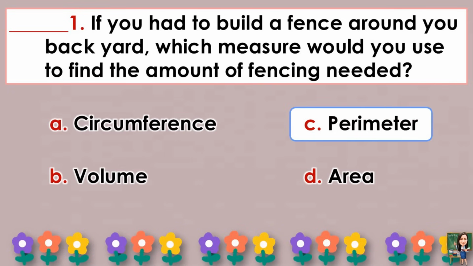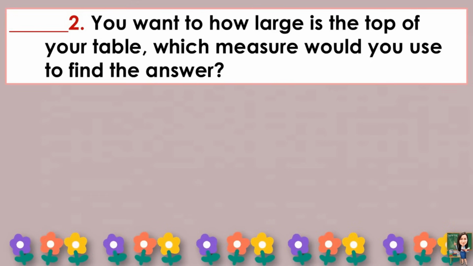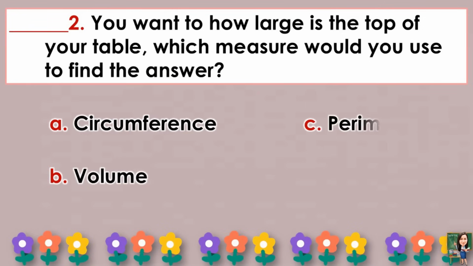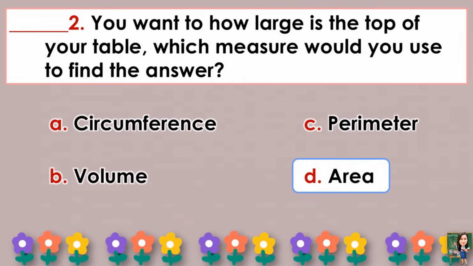Perimeter. Number 2. You want to know how large is the top of your table. Which measure would you use to find the answer? A. Circumference, B. Volume, C. Perimeter, or D. Area. What is the correct answer? Very good. The answer is letter D. The area.